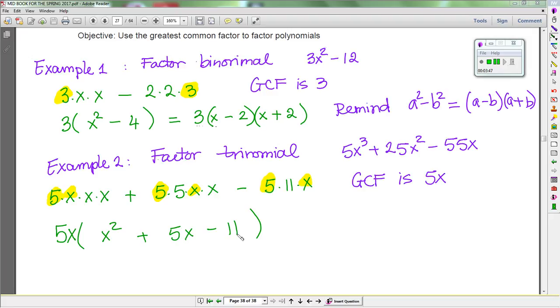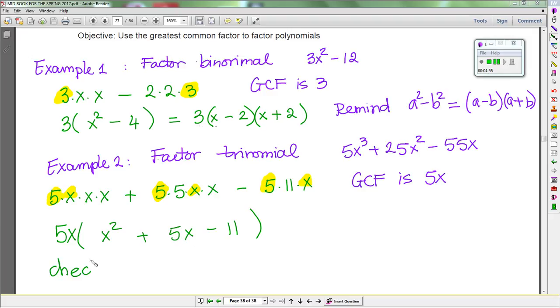So the next question is, can I continue to factor this trinomial inside the parentheses? Since negative 11 is a prime, when you factor, your numbers will not be integers. So you can stop right here. You can say that the factorization of the given trinomial 5x cubed plus 25x squared minus 55x is 5x times x squared plus 5x minus 11.